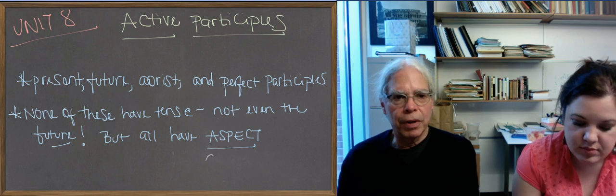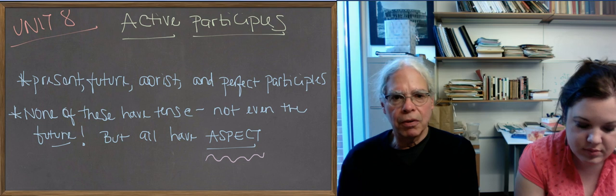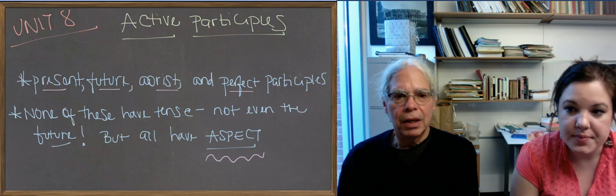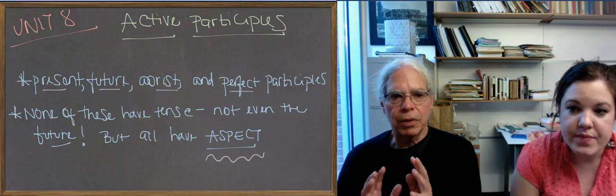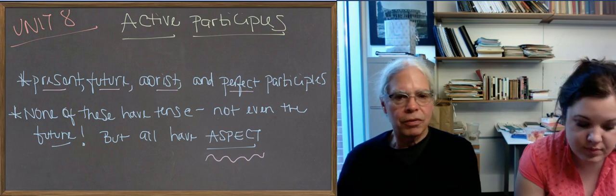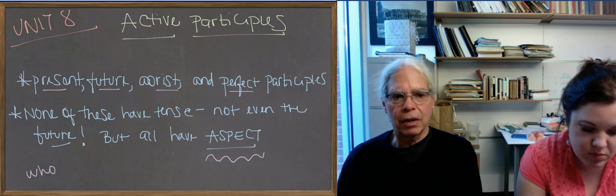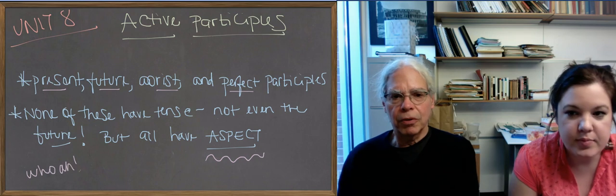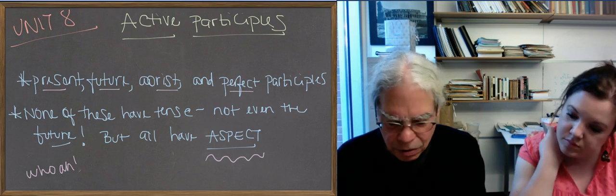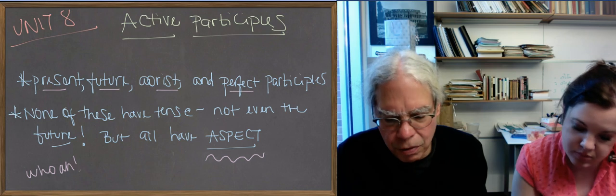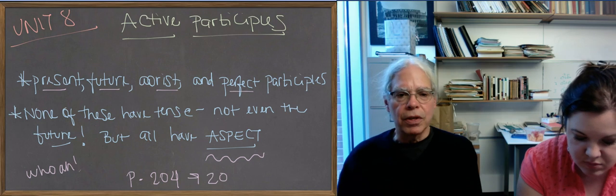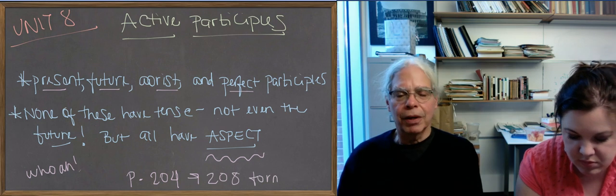aspect. We're going to learn how to form present, future, aorist, and perfect participles, all of them active in this first chunk. The key concept is that even the so-called future participle doesn't have tense. It's got a modal significance. It's a remnant and an aspectual form. If you look at the book, they're pages 204 through 208 with the forms of these. It looks overwhelming, but let's not get overwhelmed.